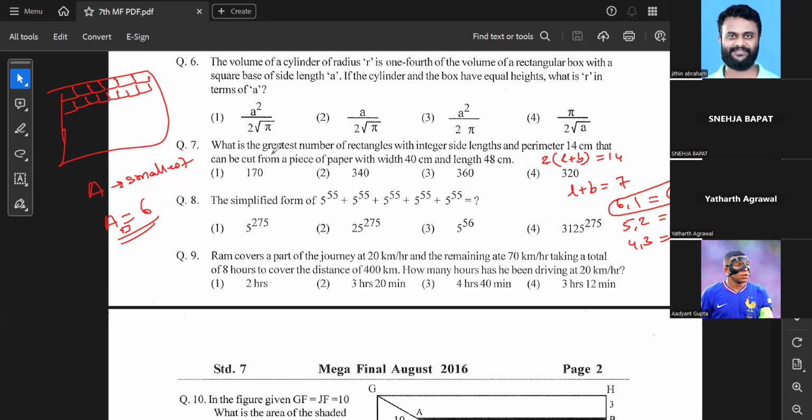Now the question is how many rectangles can be cut? That is the question. So total area divided by the area of each rectangle is equal to the number of rectangles we can cut. So total area is how much? 40 into 48, upon the area of each rectangle, which is 6. When you cancel them, you'll get 8 times 40, which is 320. 320 is your correct answer.